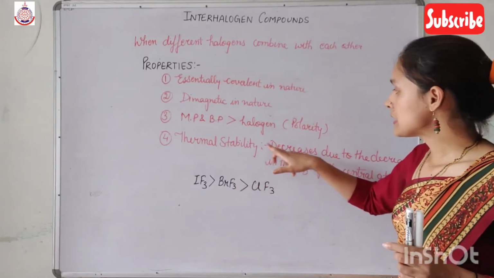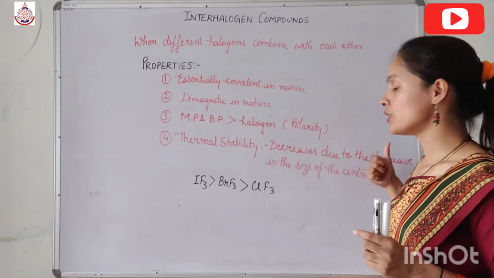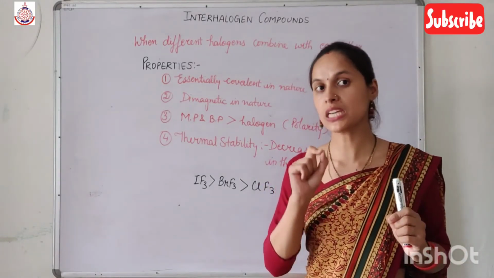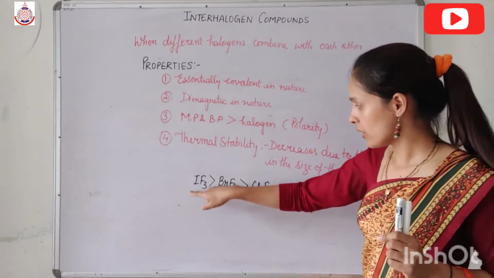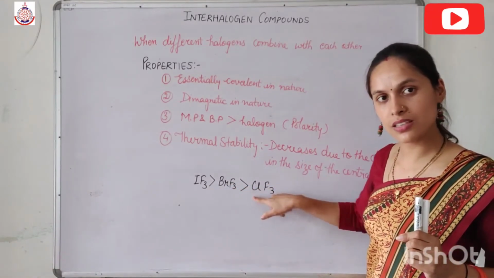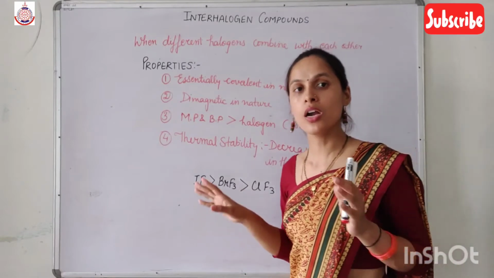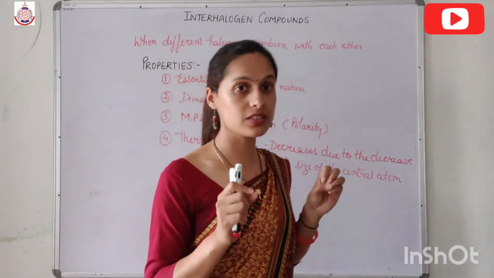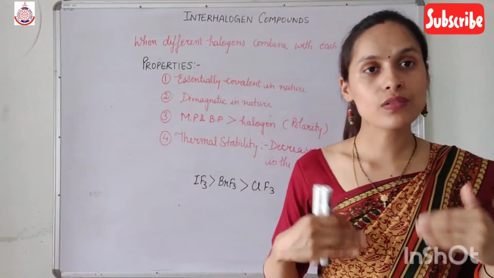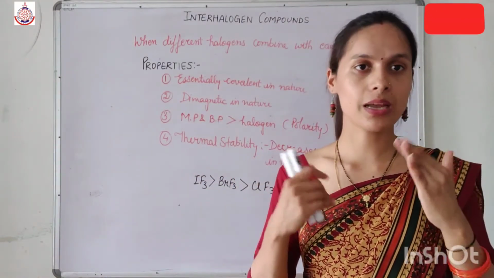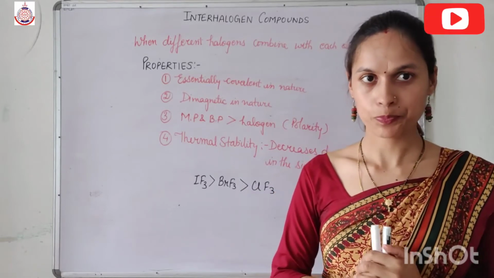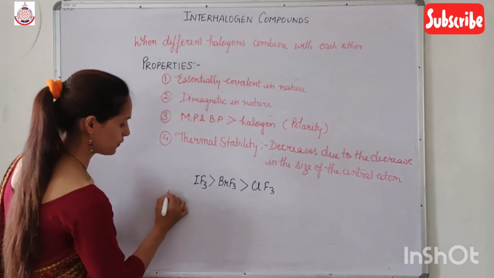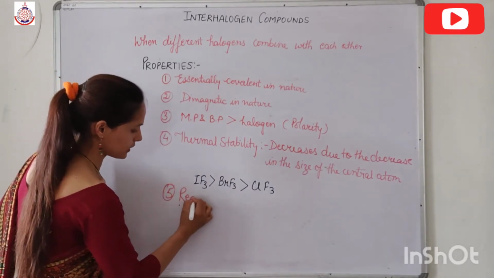So, thermal stability decreases with the decrease in the size of the central atom due to the electronegativity difference. So, as the size of the central atom decreases, thermal stability also decreases. Thermal stability of the interhalogen compounds depends upon the size of the central atom. Now, next we will talk about the fifth property, the reactivity.